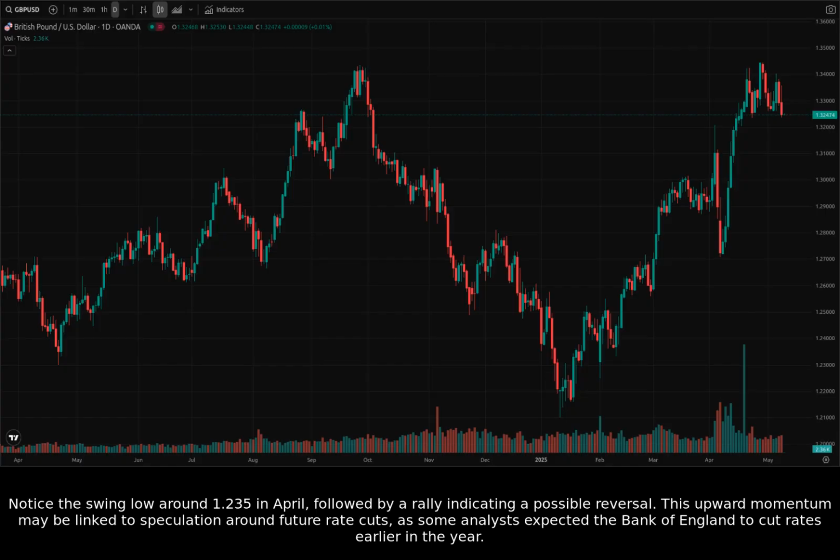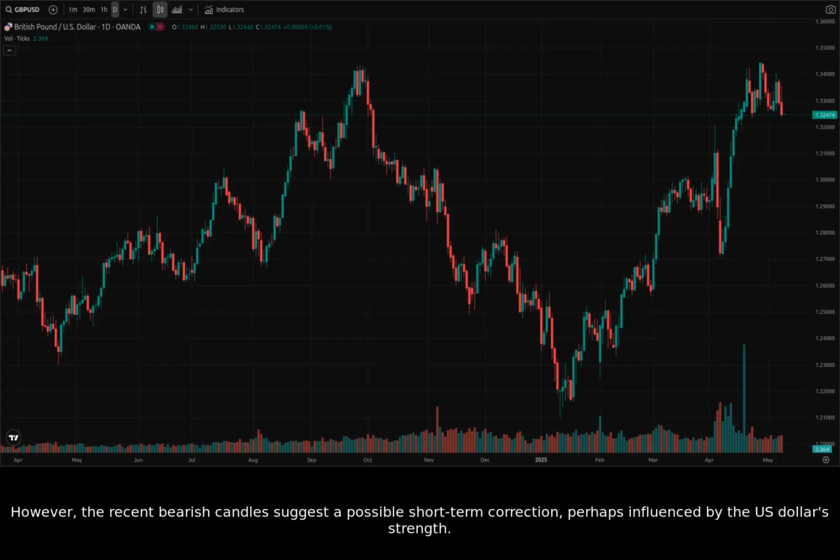Notice the swing low around 1.235 in April, followed by a rally indicating a possible reversal. This upward momentum may be linked to speculation around future rate cuts, as some analysts expected the Bank of England to cut rates earlier in the year. However, the recent bearish candles suggest a possible short-term correction, perhaps influenced by the US dollar's strength.